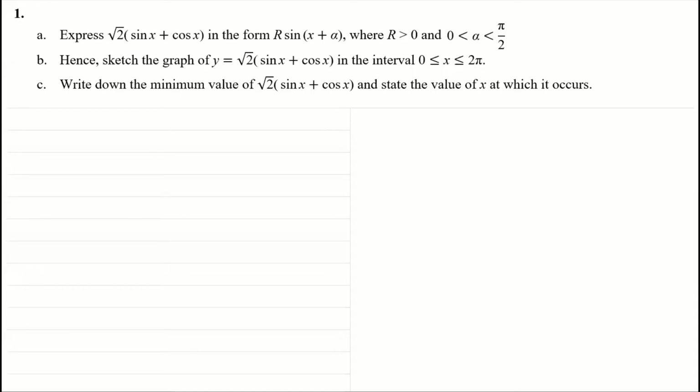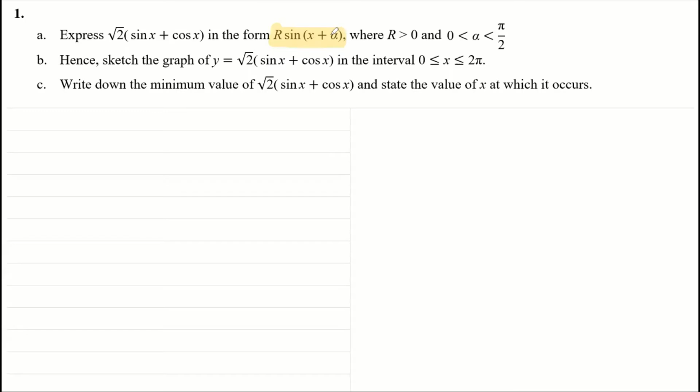Right, so now it's time for the worked examples, and we can put some numbers to this now. So we have express root 2 multiplied by sine x plus cos x, and we have to write it in this form that we have just introduced today. So this form, and notice the conditions.